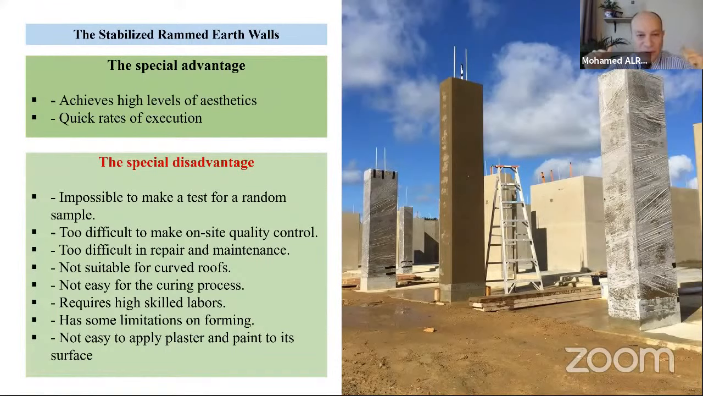And it is not easy for the curing process. As you can notice here, we have a column of rammed earth fully covered with a plastic sheet. This column was produced with soil mixed with lime as a stabilizer, and lime imposes a curing condition, a humid curing condition.